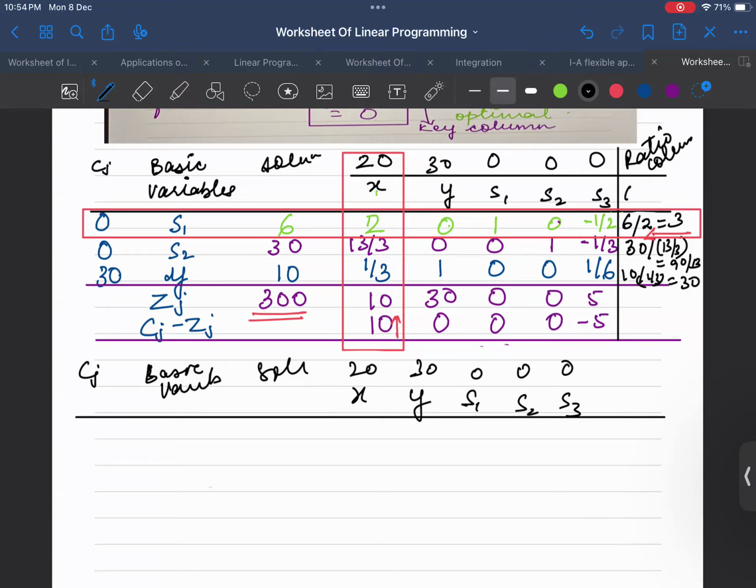आपको पता है कि अब हमारा S1 जा रहा है. S1 की जगह कौन आ रहा है? S1 की जगह हमारा x आ रहा है. ये S2 ऐसे ही रहेगा, ये y ऐसे ही रहेगा. इनकी कंट्रीब्यूशन क्या थी? 10 थी, इनका 0, इनका 30. आपने ऐसे बनाना है. अब आपको मालूम है इसके अंदर फिर से वही सारी वैल्यूज सॉल्व करनी हैं.